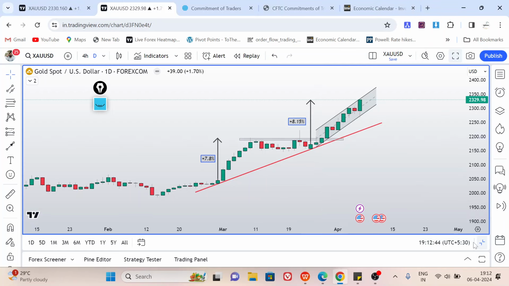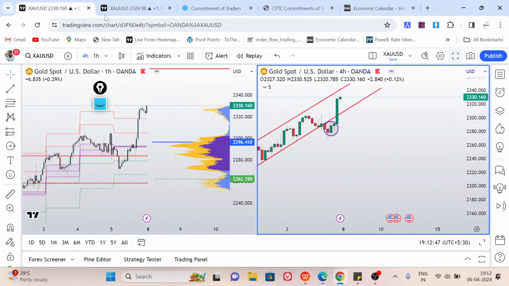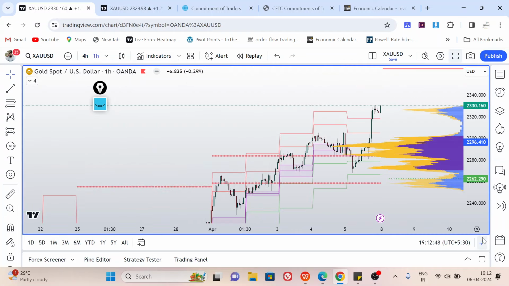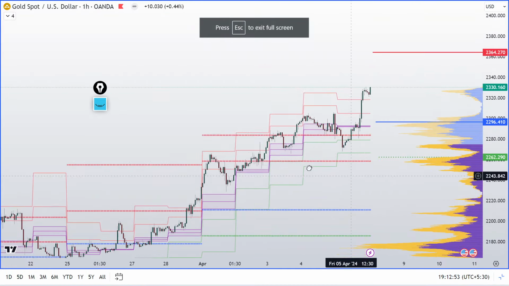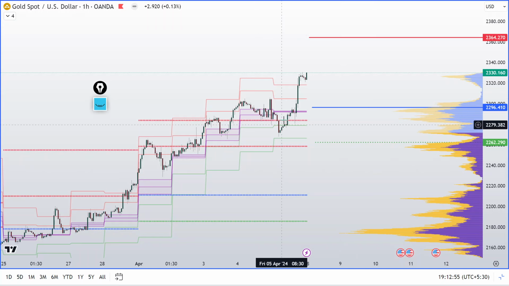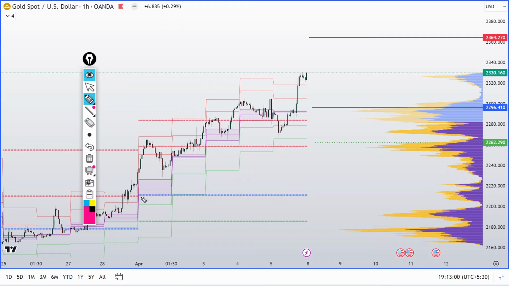Also, if we check the volume profile distribution, and talk in terms of the pivot placement, let me show you. In the previous week, this was the opening price around here. This was the weekly pivot, and we have seen a super bullish move, and gold did not test the weekly pivot. So this shows the strength of the bulls.